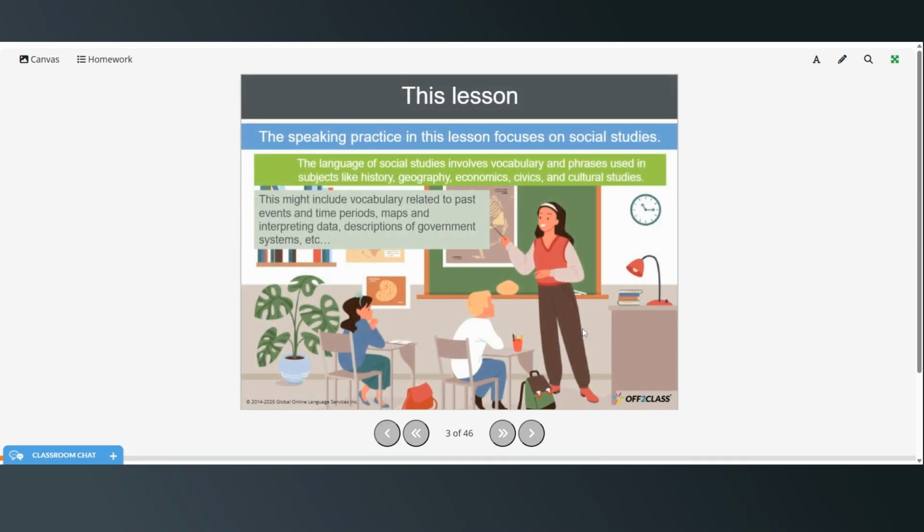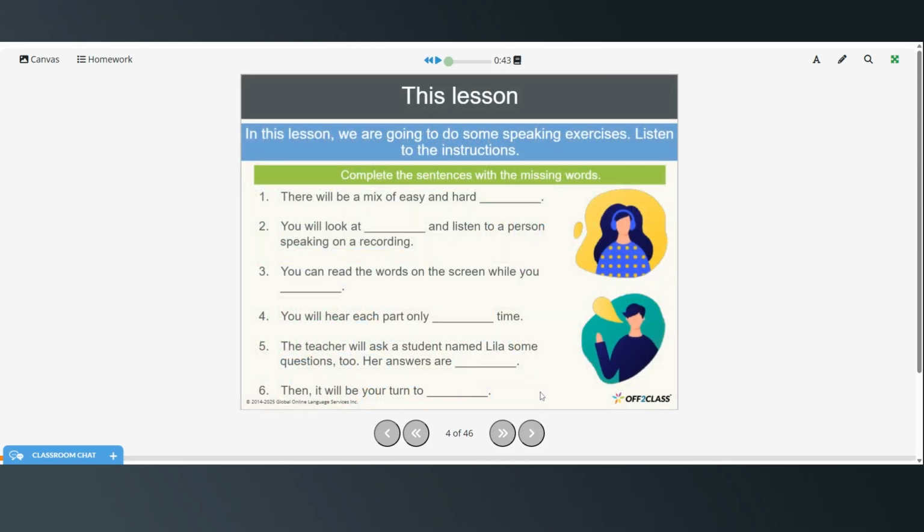Okay, the speaking practice in this lesson focuses on social studies. The language of social studies involves vocabulary and phrases used in subjects like history, geography, economics, civics, and cultural studies. This might include vocabulary related to past events and time periods, maps and interpreting data, descriptions of government systems, etc. All right, we'll listen and fill in the missing words.